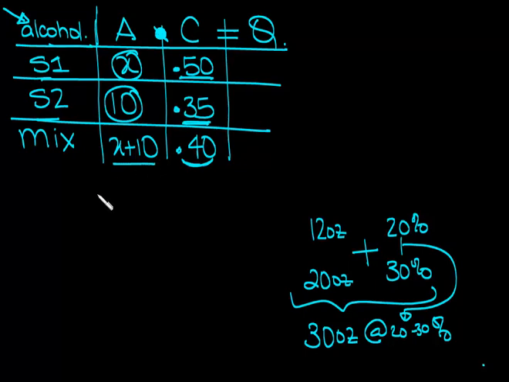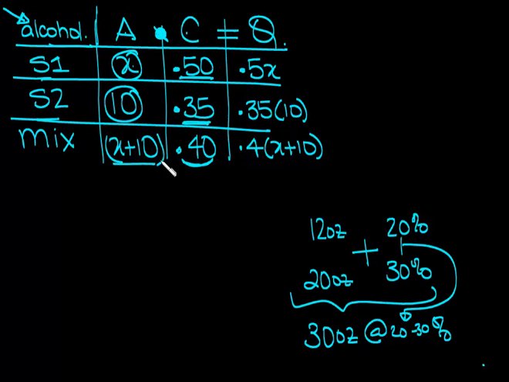And that's it. We just fill our grid. How do I find the quantity? According to the formula, you take the amount and multiply it by the concentration. So you get 0.5x, 0.35 times 10, and we get 0.4 times (x plus 10). We put parentheses because we have two quantities here. And that's it. So we set up our grid.